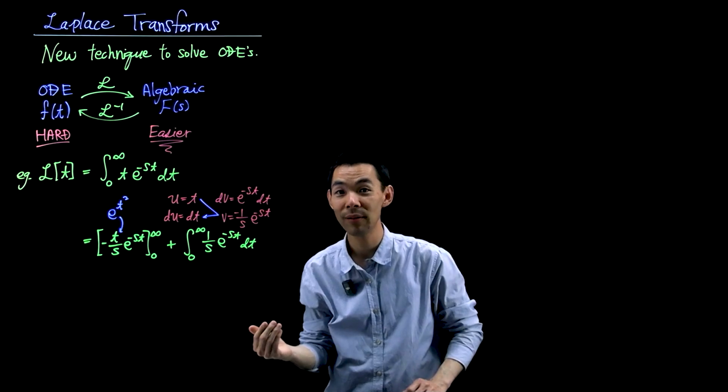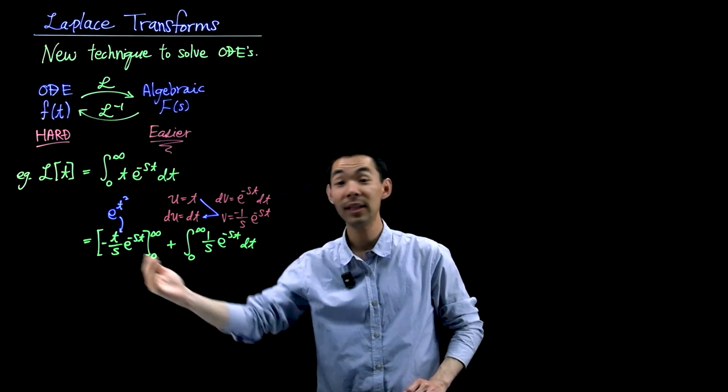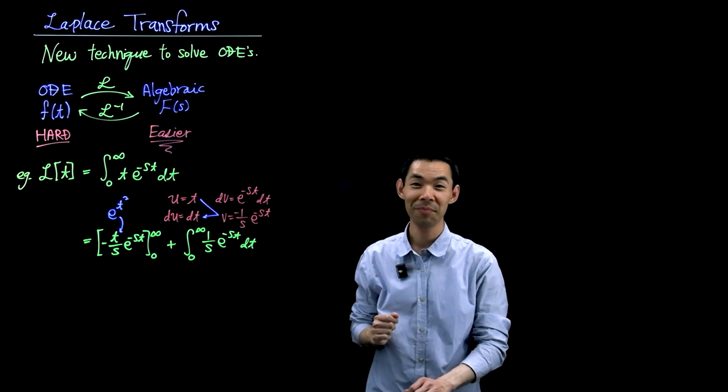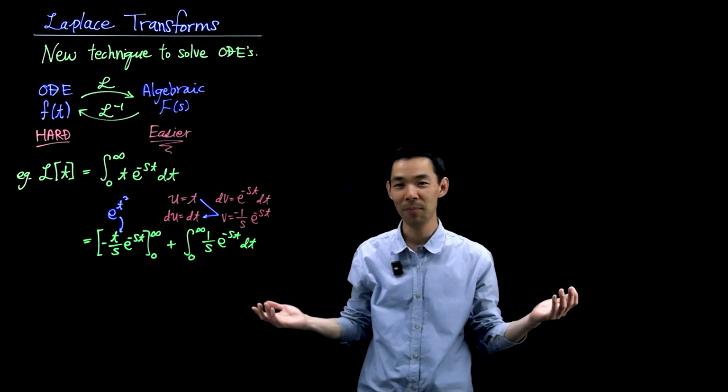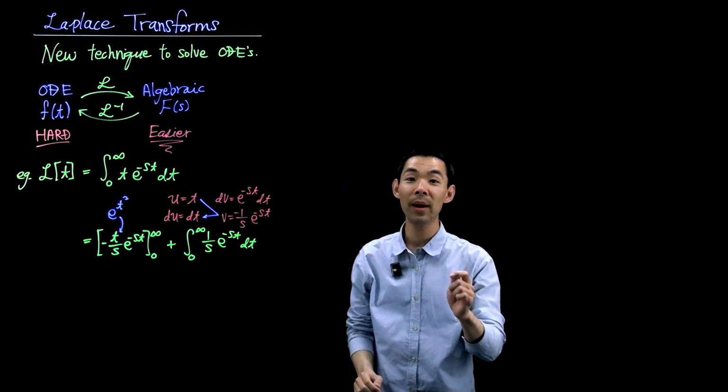Now, the lower bound, t equal to 0. In this particular case, because we have a linear t out in front, that term also goes to 0, because time at time t equals 0 is 0. Therefore, this entire first term goes away at both the upper bound and the lower bound.